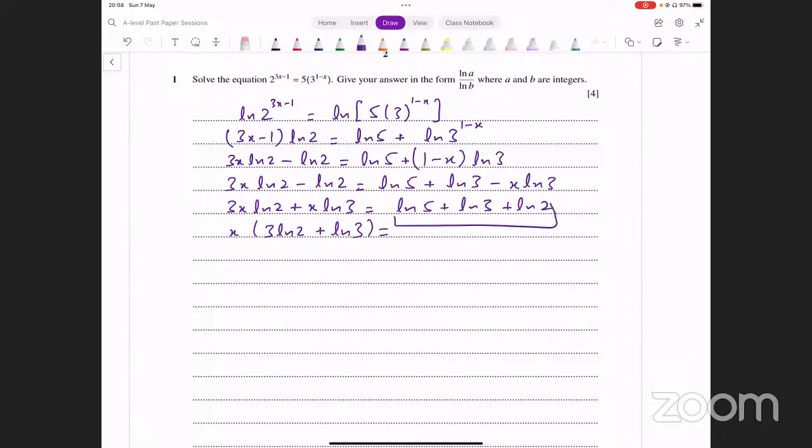What we can do is we can simplify this. ln5 plus ln3 plus ln2, we can use multiplication law. This is addition outside log.